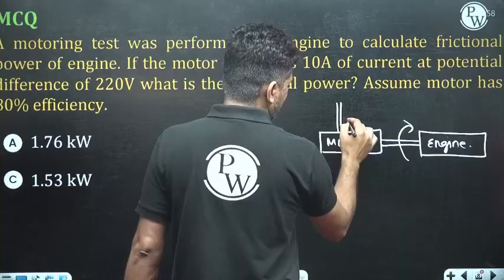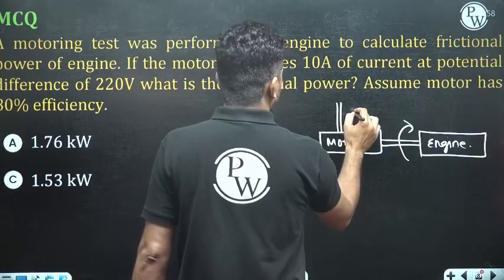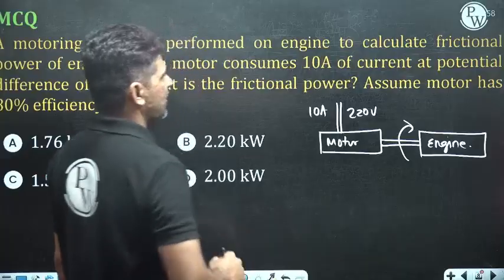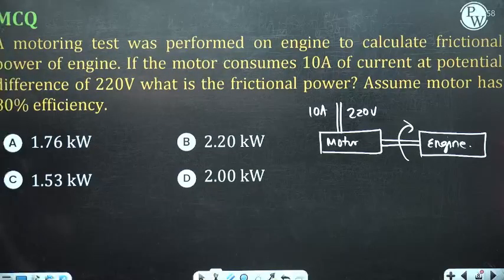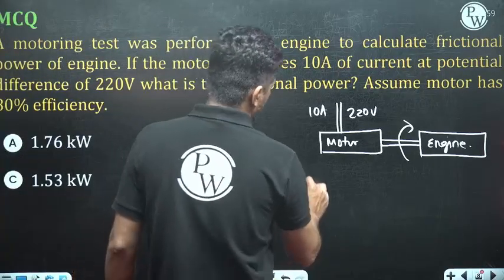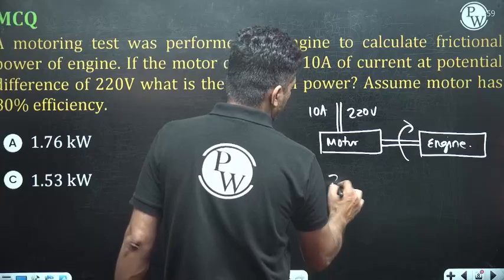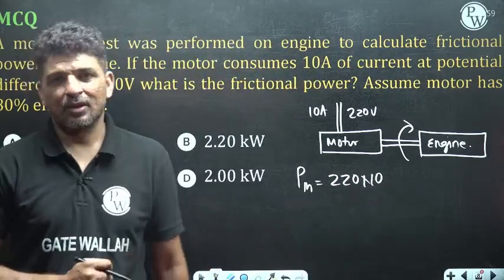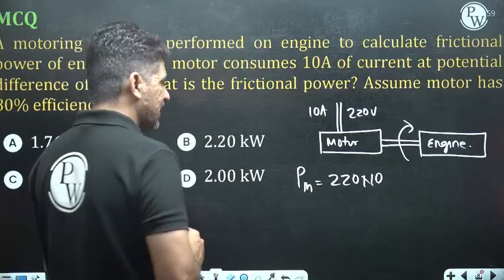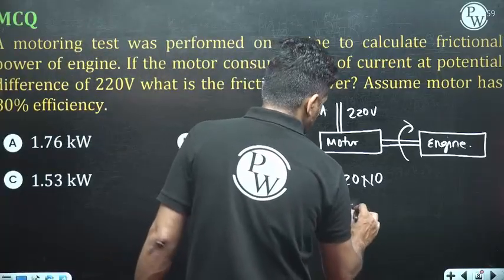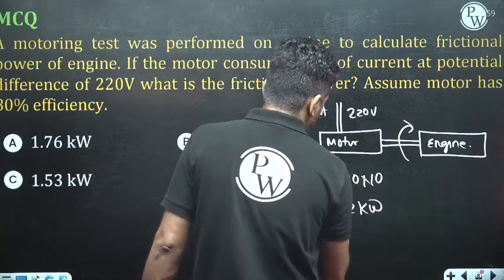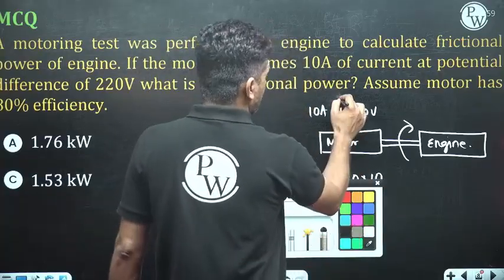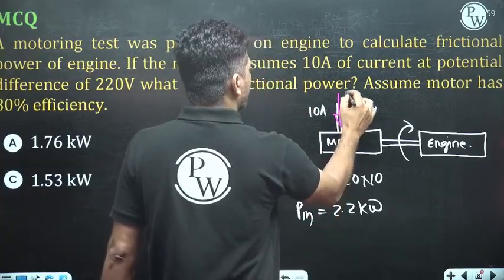So this motor is at 220 volt and it is drawing a current of 10 ampere. The power input to the motor is 220 volt multiplied by 10. Power is equal to VI; in 11th class you might have studied that power is equal to VI. So this is 2.2 kilowatt. The power coming into the motor is 2.2 kilowatt, this is your power in.